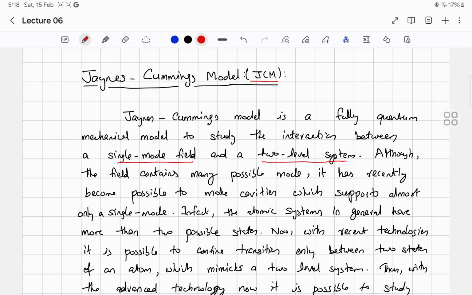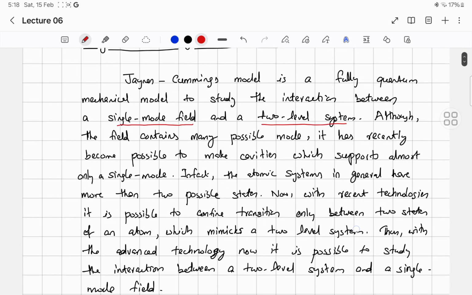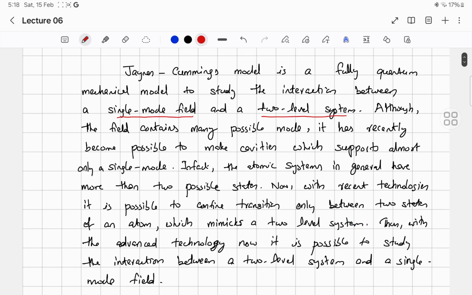But now we have the experimental methods to confine a single mode field inside a cavity. Although the field contains many possible modes, it has recently become possible to make cavities which support almost only a single mode.